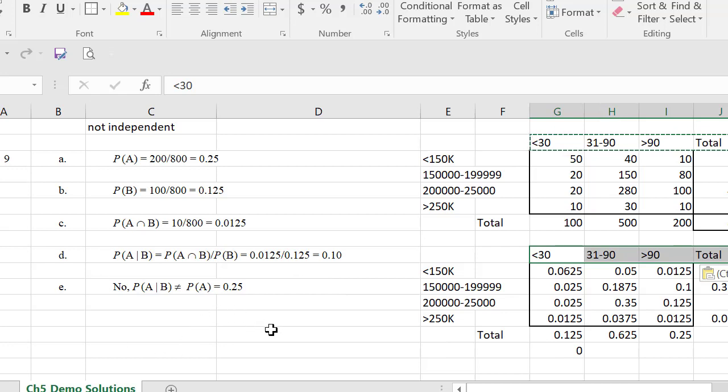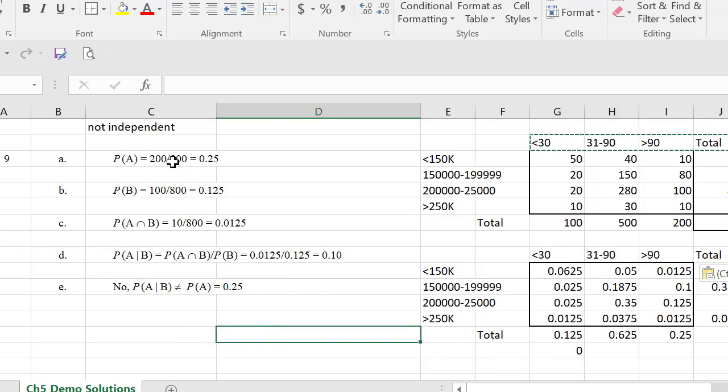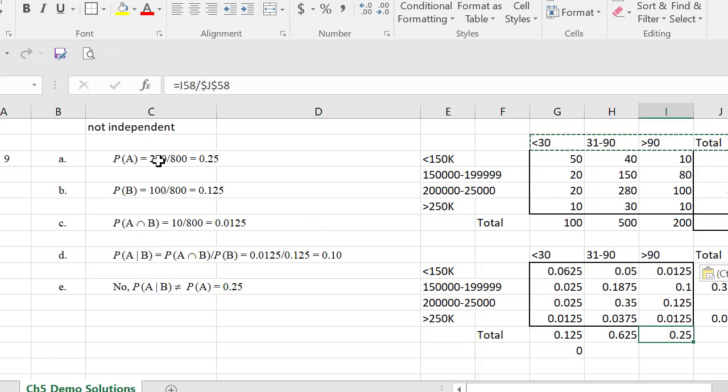All right, so it says, what's the probability of A, if it's defined as the event that a home is listed for more than 90 days before being sold? Estimate the probability. So that is this probability here. That would be the 200 divided by 800. 200 divided by 800, that's what we get here.